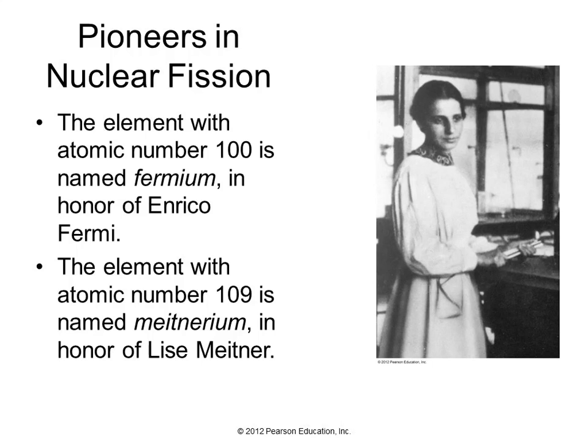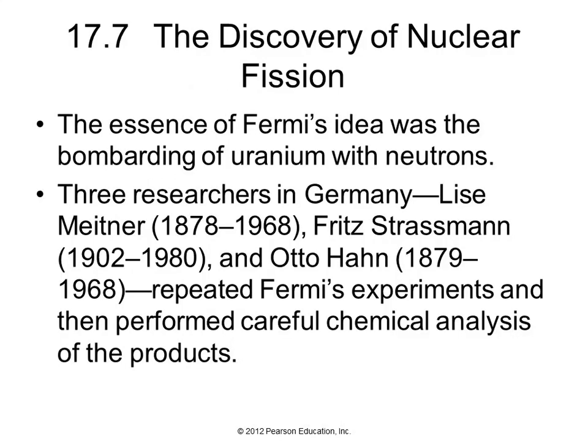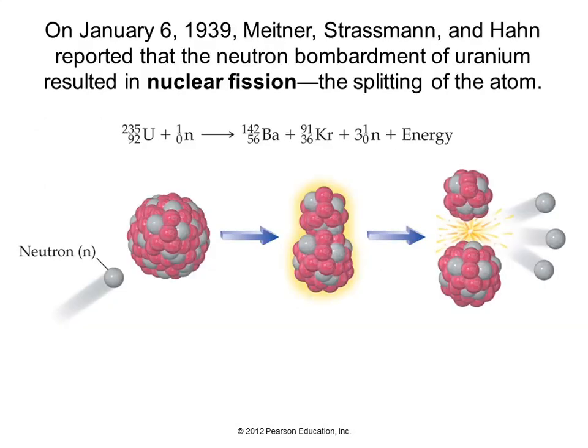And then Lise Meitner was also involved in some of that research, and so there's meitnerium, which is 109. But the big idea that he had was bombarding the uranium with neutrons. And so some other people repeated this and did a little more careful analysis of what those products were. And in 1939, Meitner, Strassmann, and Hahn split an atom.